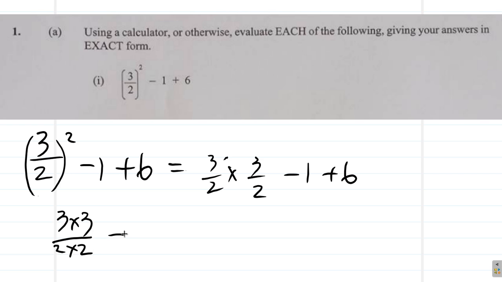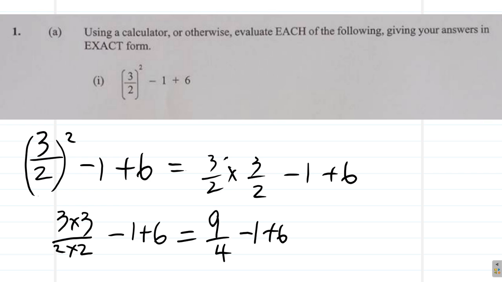In an exam, you wouldn't really need to go through all this detail. But we're not in an exam today. Alright, so here now. This is 3 3s 9 divided by 2 2s 4. But anyway, remember, you must show all working. It's better for you to go into more detail than you need than to go through too little detail and lose marks. Alright? So it's 9/4 minus 1 plus 6.